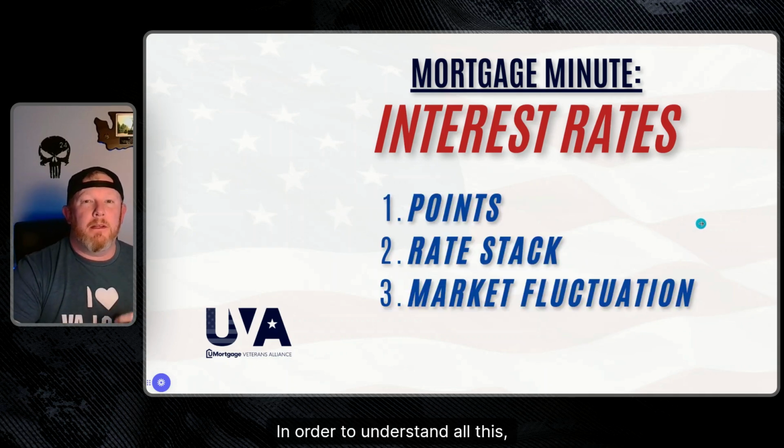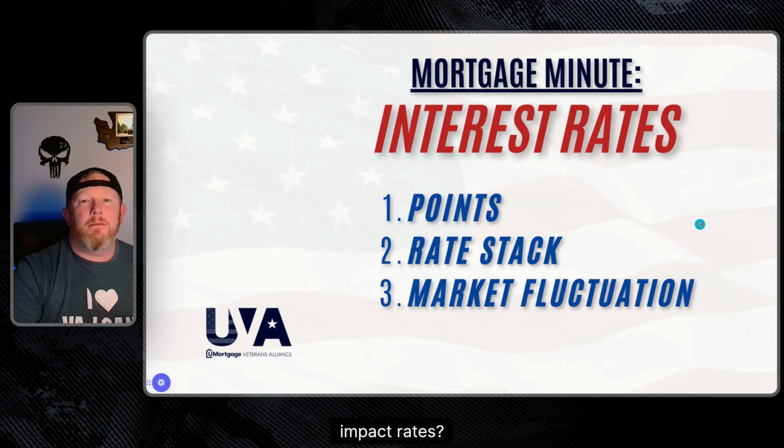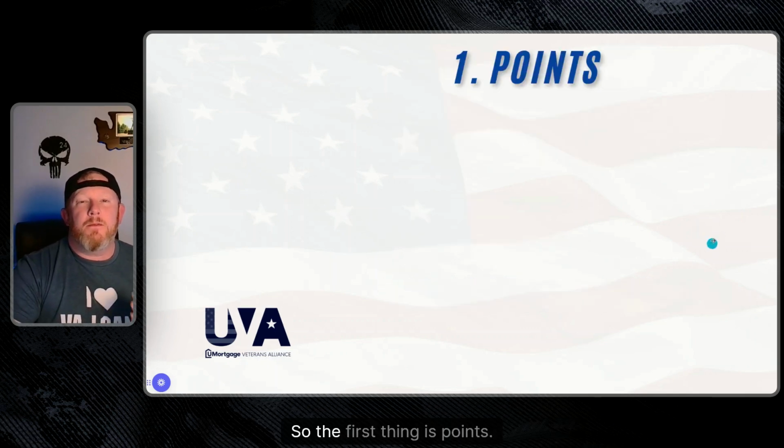In order to understand all this, we're going to talk about three things: points, a rate stack, and if interest rates don't go up and down, then what is market fluctuation and how does it impact rates? So the first thing is points.